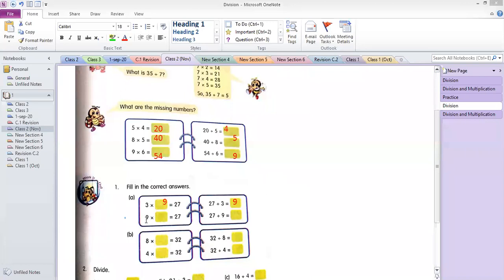How many times do you read the table of 9 to get 27? 3. Okay. And 27 divided by 9 equals what? 3. Very good. They are both answers 3, because 9 times 1 is 9, 9 times 2 is 18, and 9 times 3 is 27. Very good.